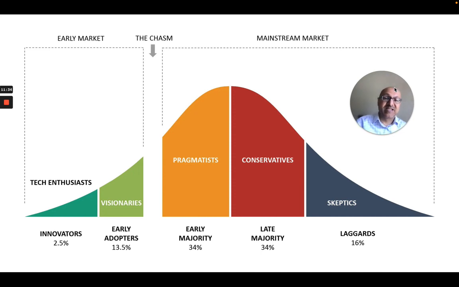And lastly, you've got the laggards, about 16% of the market, or the skeptics. Those are the ones that no matter what, or no matter how many other people love your product and buy your product and recommend it, they will continue to be skeptical and most likely will never buy. So don't waste your resources of time, money, and talent on the skeptics or conservatives as you start building your early market domination or go-to-market strategy.